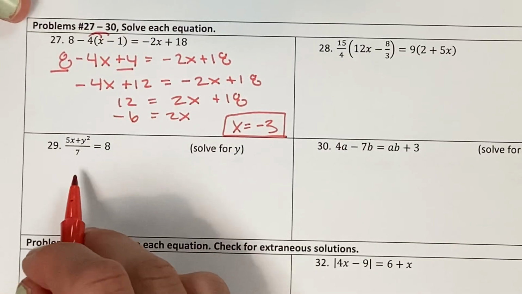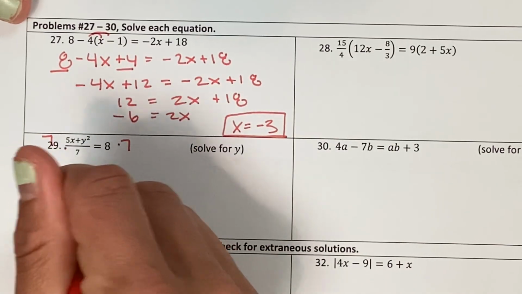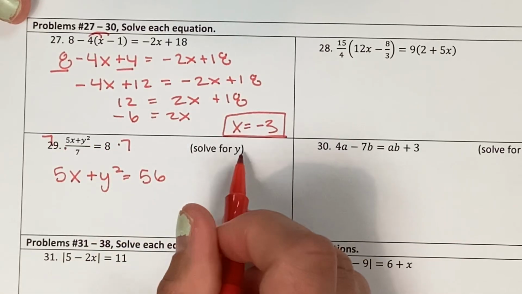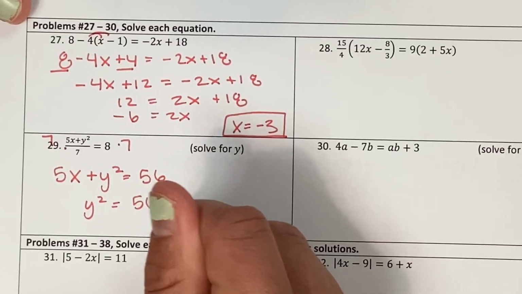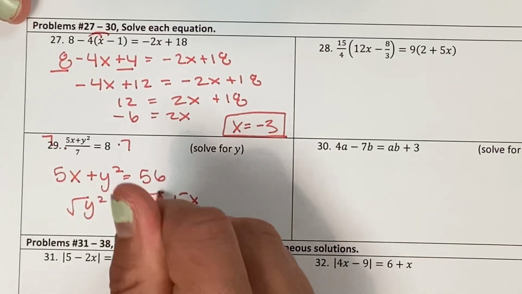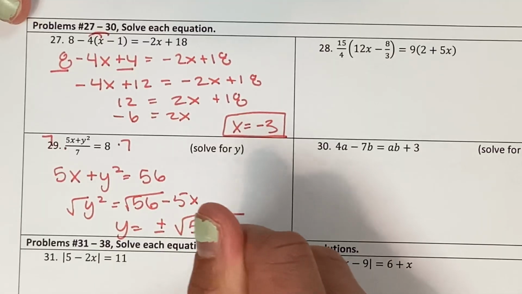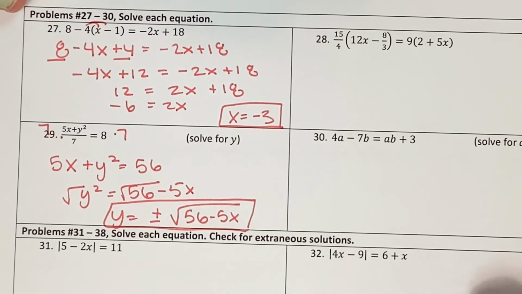All right, drop down here to 29. I'm going to get rid of this fraction by multiplying both sides by 7. So I get 5x plus y squared equals 56. Now I'm trying to get y by itself. So now I'm going to move the 5x. 56 minus 5x. And then I'm going to square root. And every time you square root, you got a plus minus. And now y is by itself.